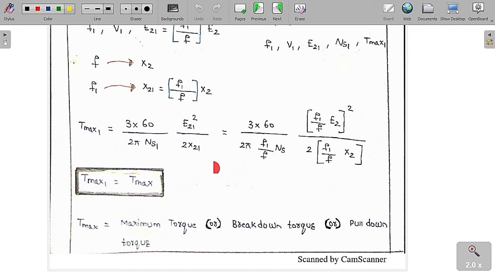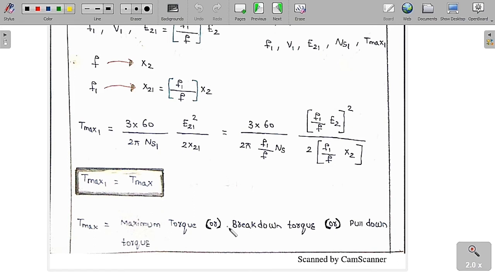Therefore the new maximum torque will be equal to the old maximum torque whenever the V by f ratio is constant. Tmax is also called the maximum torque, breakdown torque or pull down torque. So whenever the V by f ratio is constant, the maximum torque will always be constant.